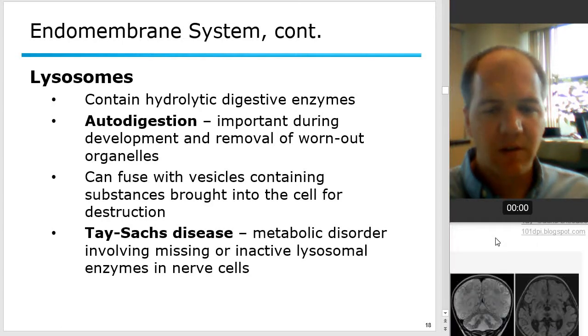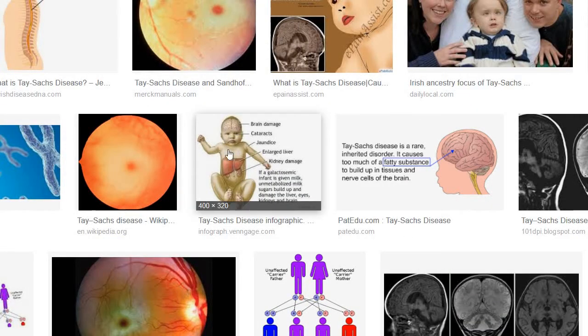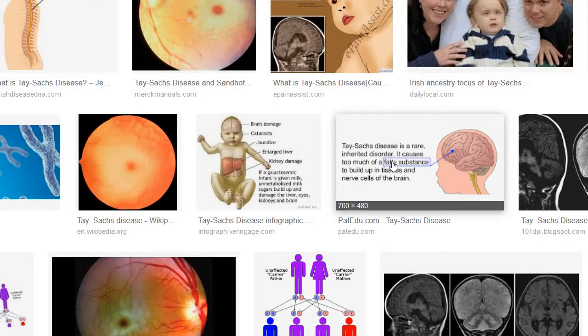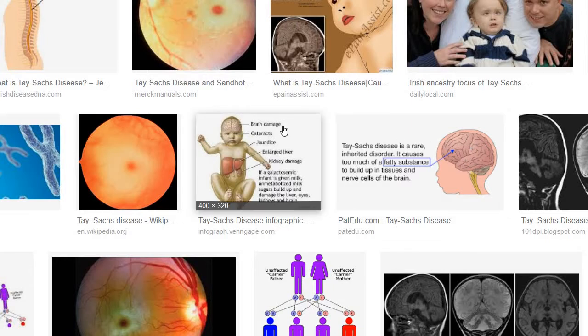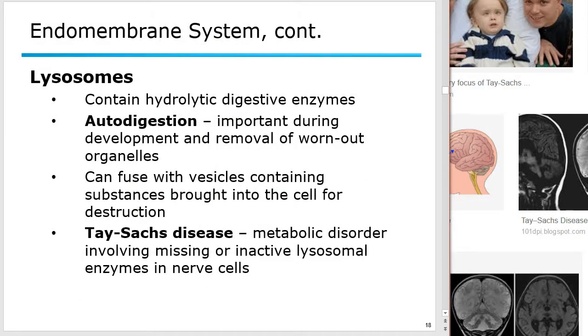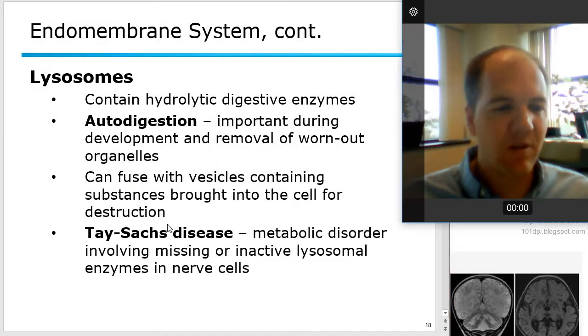You can look up a lot of stuff about Tay-Sachs. Here's just a quick thing from the internet. You can see, so these fats and things build up inside the brain and other tissues, and they start to kill the brain cells. It can also lead to other things: cataracts, jaundice, enlarged liver, kidney damage. So very, very damaging disease that's caused by just the lysosomes not functioning as they should.